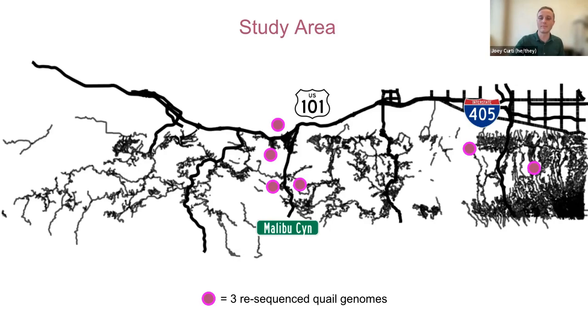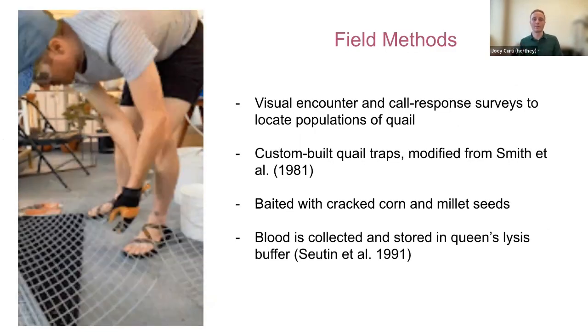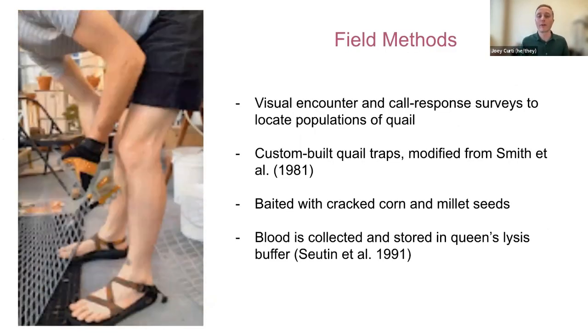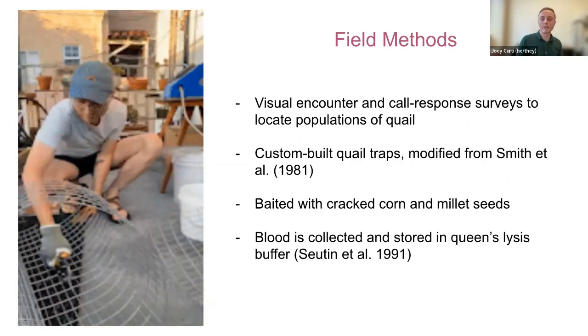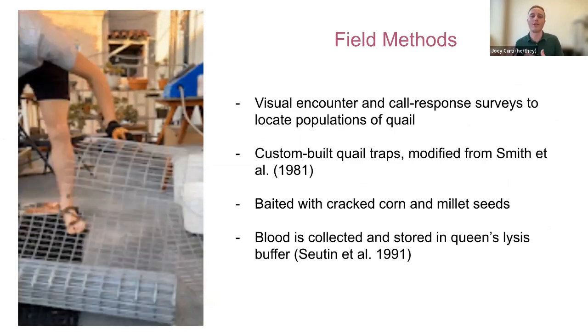In order to collect these samples for genomic sequencing, we first surveyed these areas looking for quail populations. We do this through a visual encounter survey.